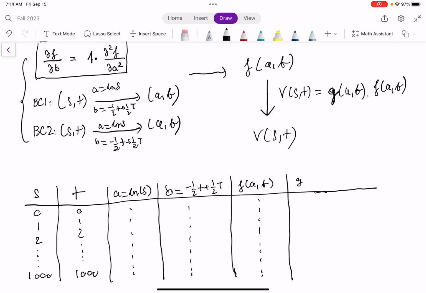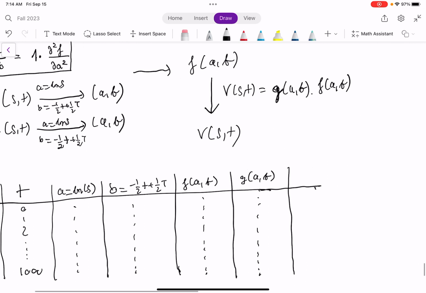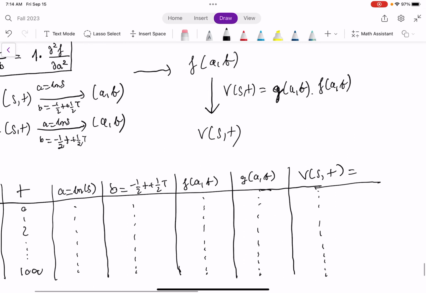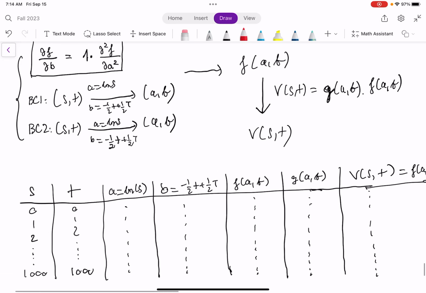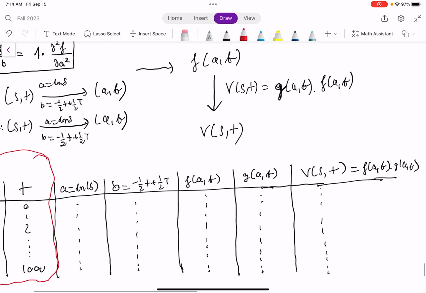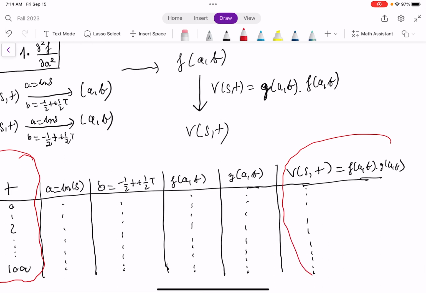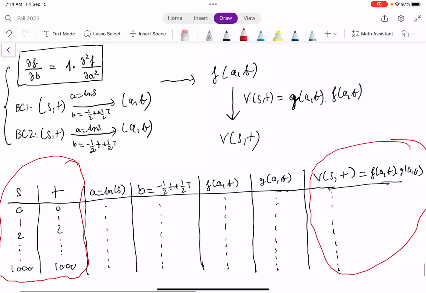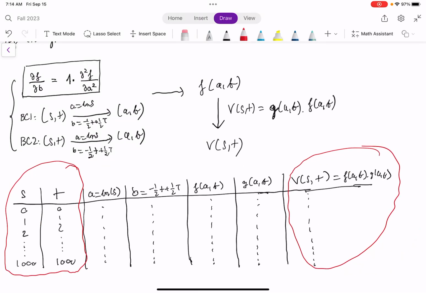And then you plot g as a function of a and b. And then lastly but not least, you're gonna plot v. Now it's a function of s and t. Okay, it's just f(a, b) times g(a, b). Okay, so this column is our main input, and this column is the output. Hopefully it makes sense for everyone. This is the train of thought.